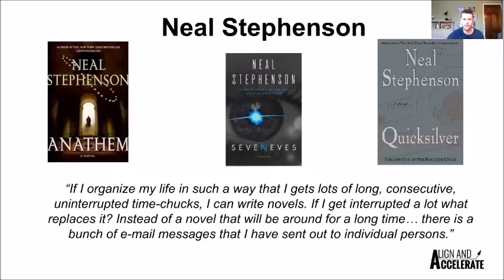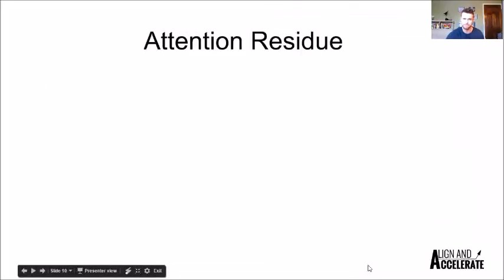But he has a great quote, and it says, if I organize my life in such a way that I get lots of long consecutive uninterrupted time chunks, I can write novels. If I get interrupted a lot, what replaces it? Instead of a novel that will be around for a long time, there's a bunch of email messages that I've sent out to individual persons. And this is just an example. He's still writing, but is he writing to people that he doesn't really need to contact, or is he producing high value work that's true to him? That's what we want to keep in mind when we're doing deep work: really focusing on creating what's important to us.